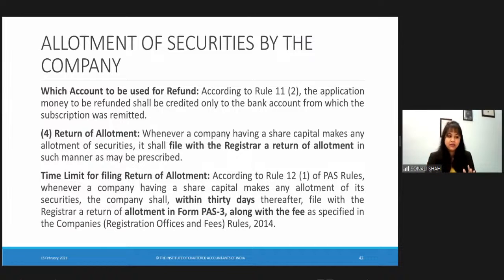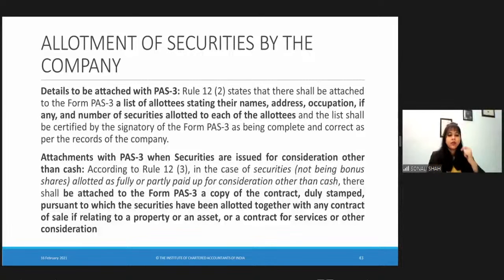Is this clear? Guys, is this clear? This basic layout of allotment of securities for a public company, is it clear for everybody?